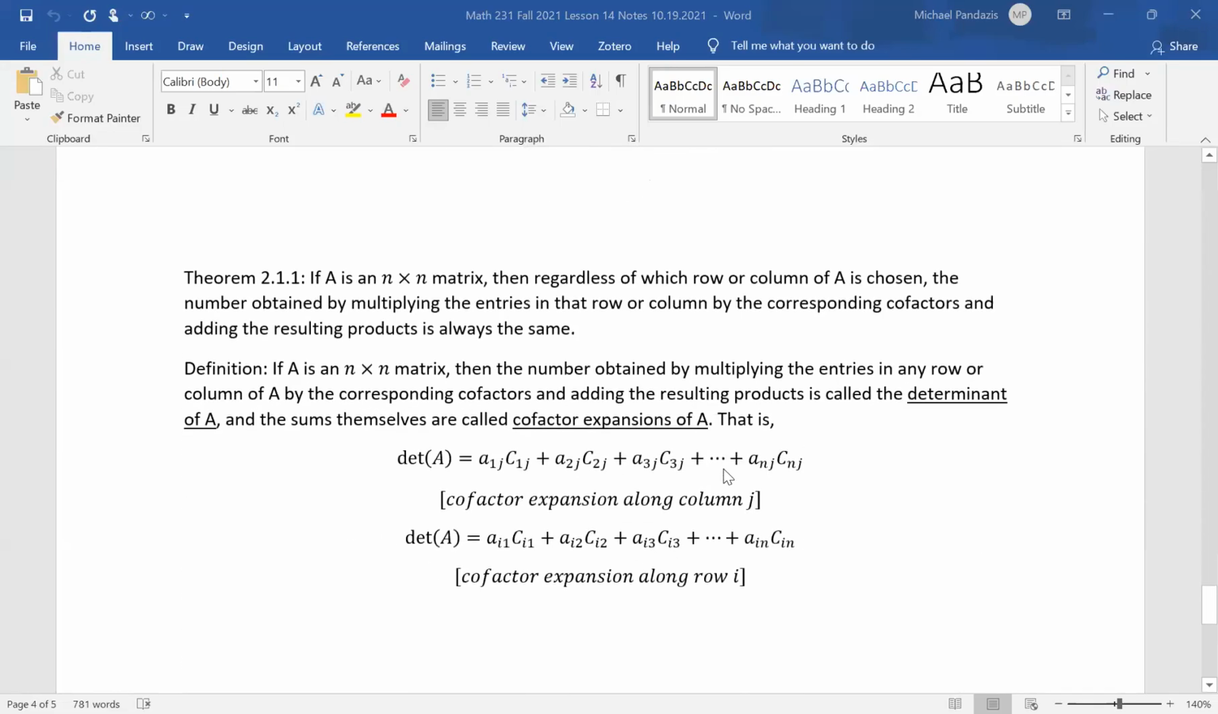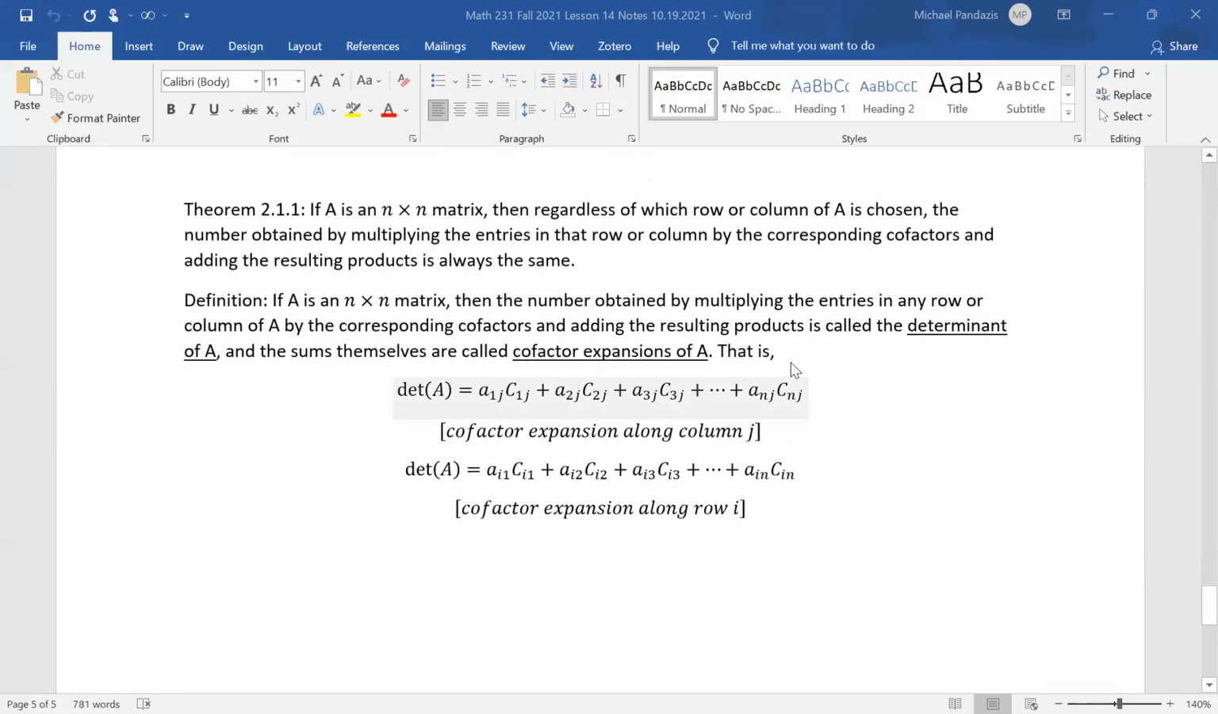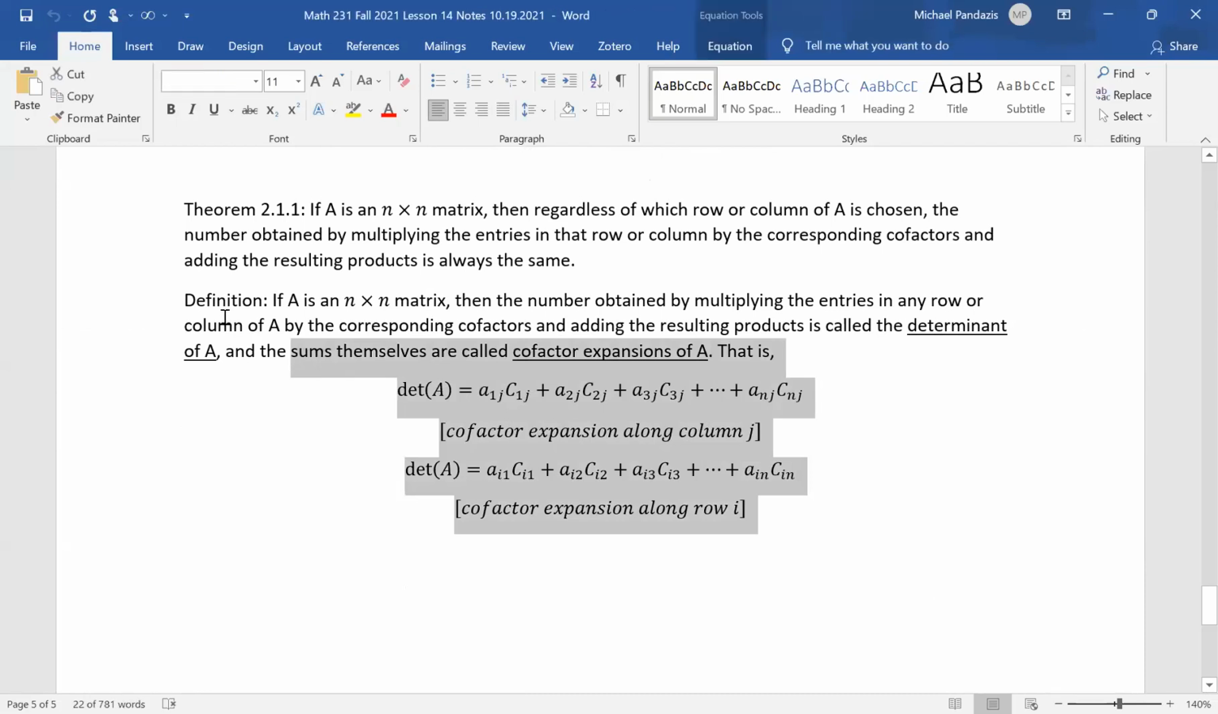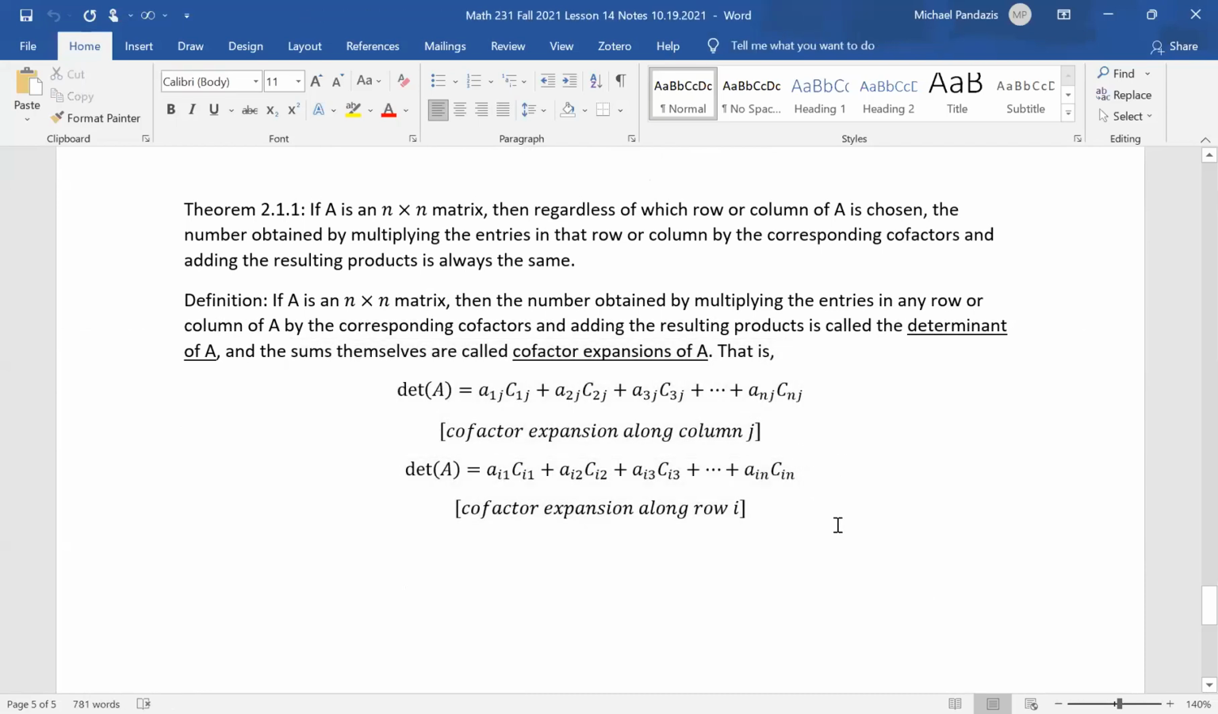Okay, so now recording. We talked about cofactor expansions of a matrix. We can have a cofactor expansion along a row or along a column, and each cofactor expansion gives the same value. So if you go along any row or any column, you get the same number. The determinant of a matrix is determined by these cofactor expansions.